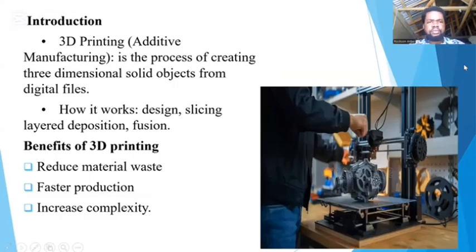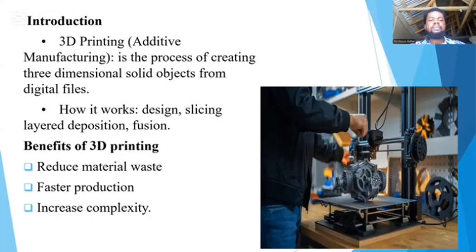3D printing is also known as additive manufacturing. We deal with the process of creating three-dimensional solid objects from digital files. And this is how it works. It works by, one, designing, and also two, slicing, layer deposition, and also fusion.